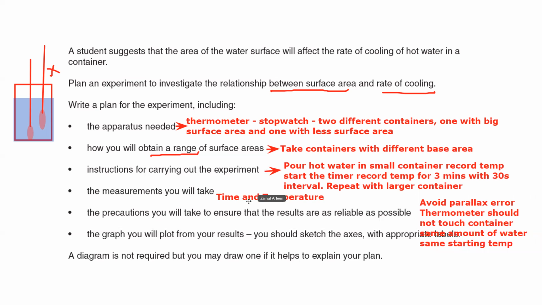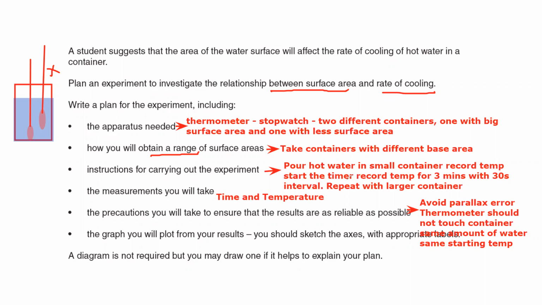Then the graph you will plot from your results. So here you should sketch the axis with appropriate. In this experiment, they did not ask for the variables which must be kept constant. That's why I added it in a precaution. They did not ask what variables must be kept constant. They just asked what are the precautions.